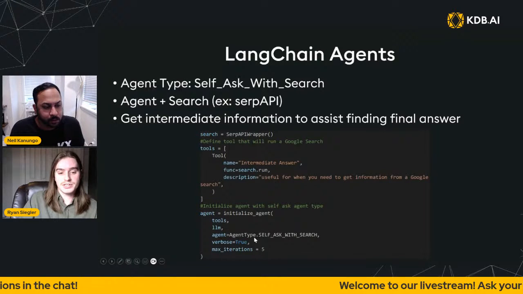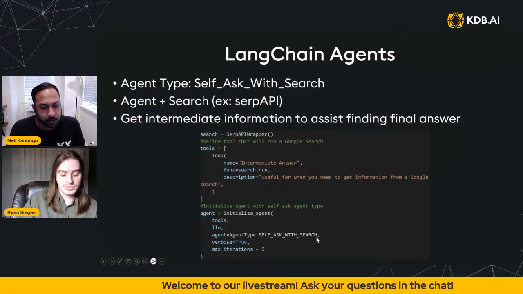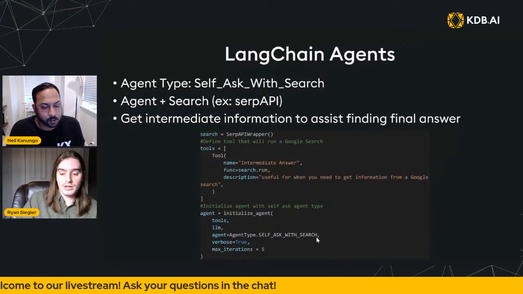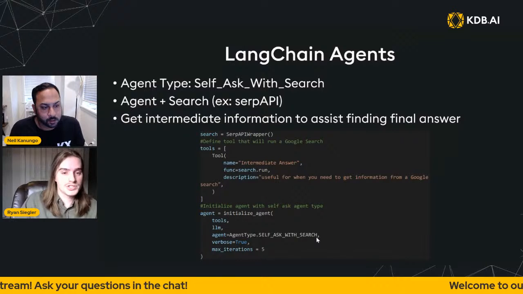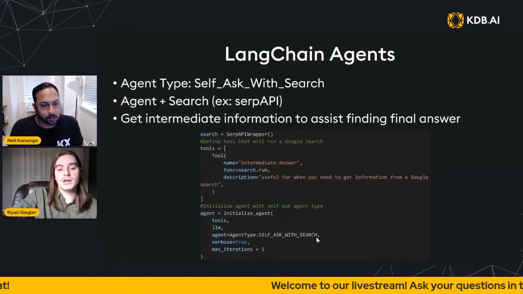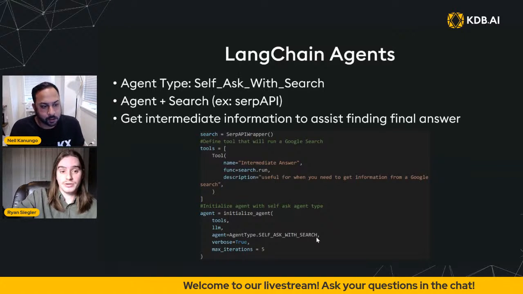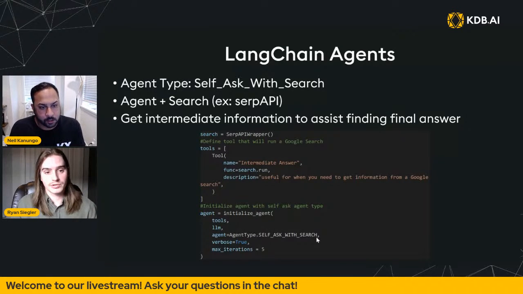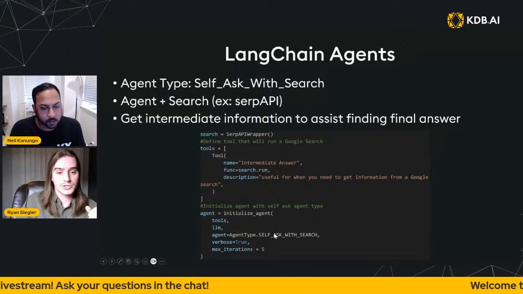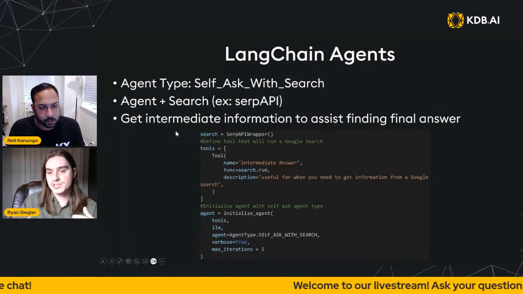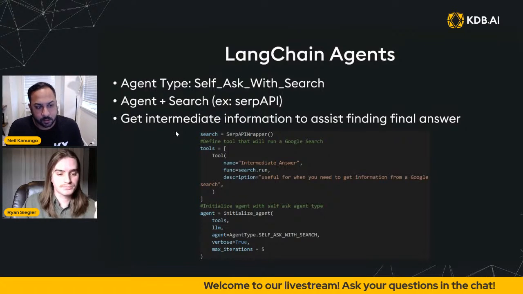The key difference here with this agent type is that it's specially tuned to find intermediate answers. So it might be a multi-step type of question where we need to do multiple Google searches in order to find the relevant information to bring it all together to be able to answer a more complex multi-tiered question. So this one's good for that intermediate information finding to assist in then finding the final answer.